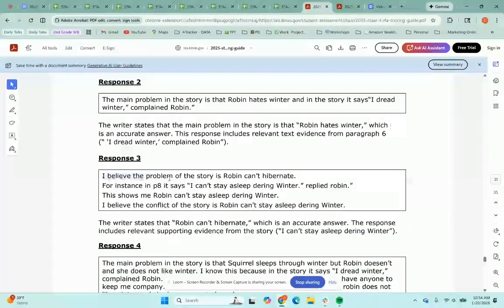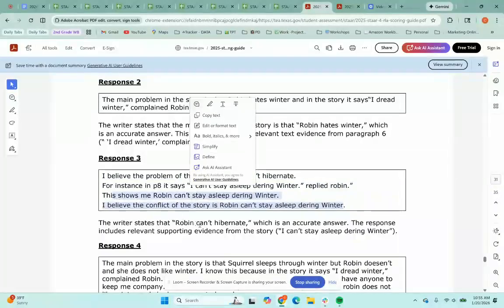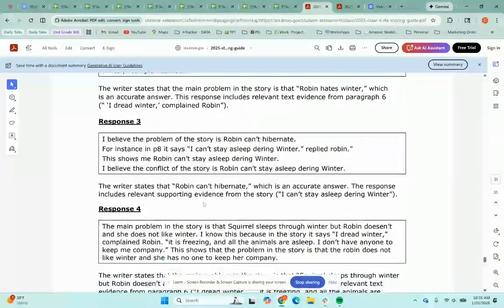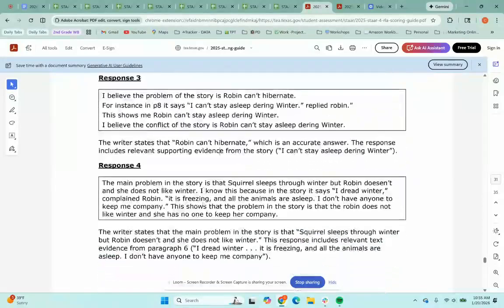Look at this one. I believe the problem is robin can't hibernate. For instance, it says, "I can't stay asleep during the winter." Now, even though they have all this extra stuff, it is not necessary for the points. All they are getting credit for is robin can't hibernate and I can't stay asleep during the winter. Anything else is just extra time wasted, in my opinion. So just get them to answer the question and put the quote.